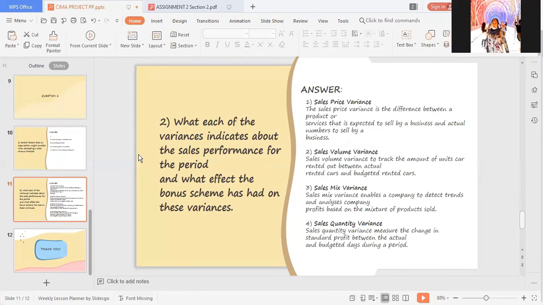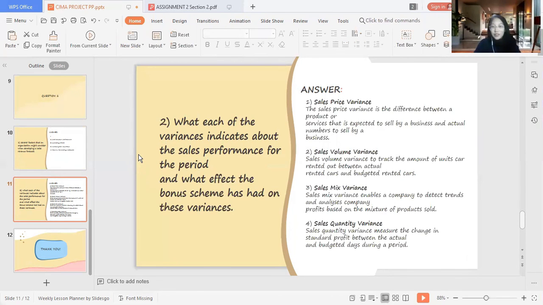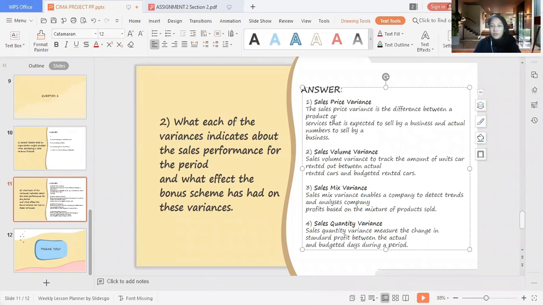Okay, next we'll move to the last question: what each of the variances indicates about the sales performance for the period and what effect the bonus scheme has had on these variances. So for the first point, what each of the variances indicates about the sales performance for the period: sales price variance.